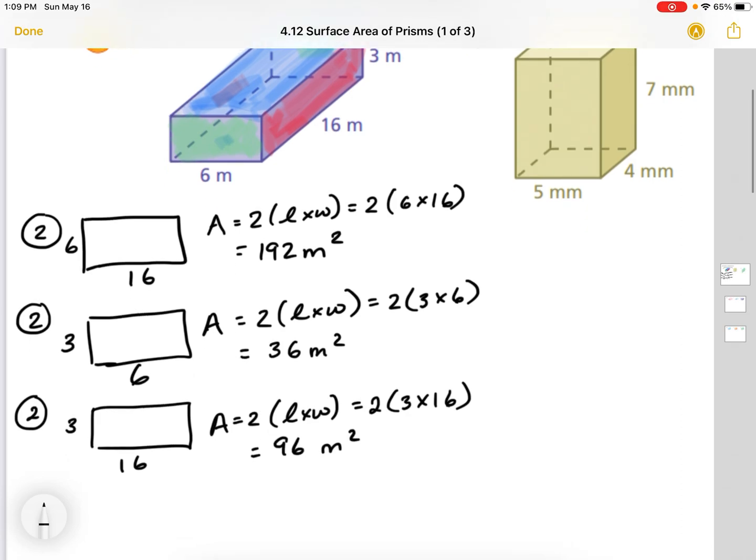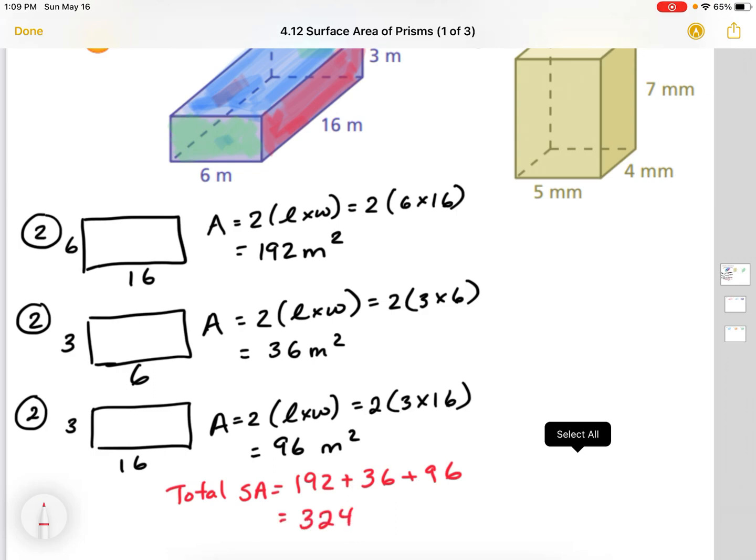And then for my total, which I'll do in red, total surface area, I add all these up, 192 plus 36 plus 96. And I get 324 meters squared. Hopefully I'm not making errors. You know me, I like to put a box around it just to make sure your teacher can find it.